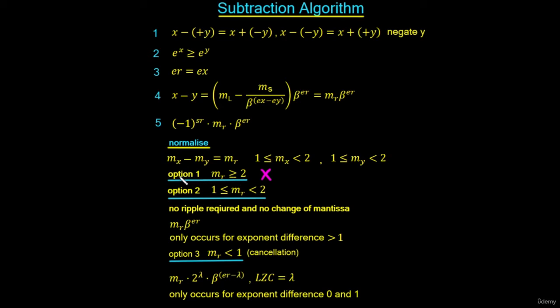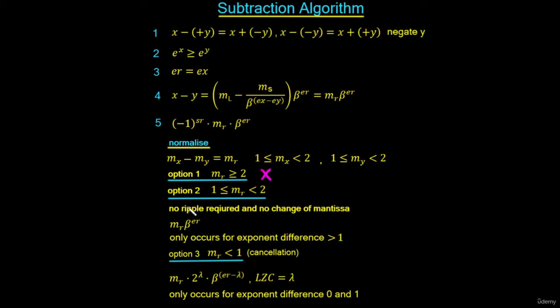Now, that can't actually occur whenever we're subtracting, because we're going to have a number between 1 and 2 and a number between 1 and 2. So whenever we subtract one from another, we're never going to get a number that's greater than 2. So this option just doesn't occur. We're going to have another option here where the result is actually the normalized result, so it's a number greater than or equal to 1 and less than 2. In that case, the answer is already normalized, so there's no further requirement to change the answer. We just have our answer MR beta to the ER.